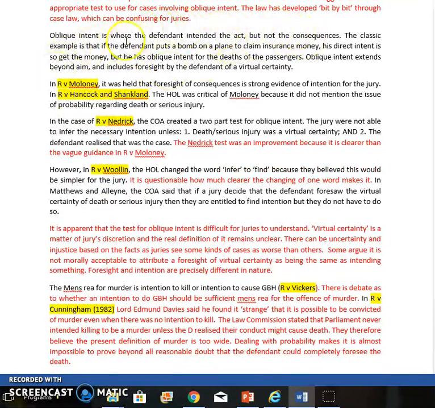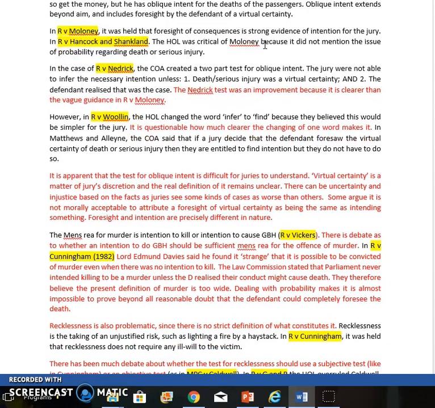I've defined oblique intent there, and it's good to give a hypothetical example of it. So putting a bomb on a plane to claim insurance money, the direct intent is the money, oblique intent is death of the passengers. And then I'm going to look at my cases on this area. So I've got my ratio in Maloney and Shankland and then Nedrick. And of course, Nedrick, very important here because it created a two-part test for oblique intent. And I've given that test there. Death or serious injury was a virtual certainty, and the defendant realised that.